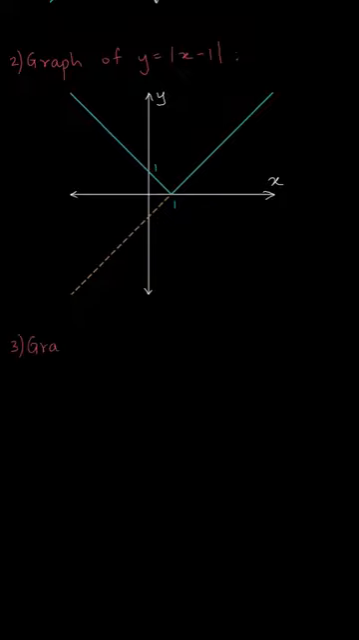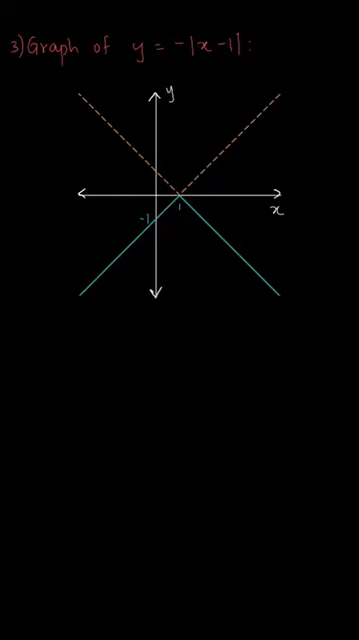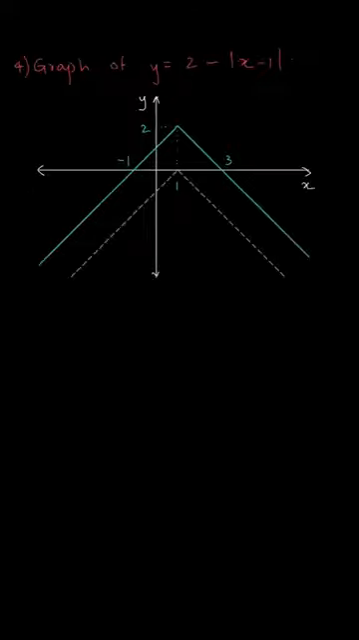Then we plot the graph of minus of mod of x minus 1. For that we simply reflect the graph about the x-axis and ignore the previous graph. So this was the previous graph. We reflect the graph as shown and then we ignore this given part. Once we have this, we are supposed to plot the graph of 2 minus mod of x minus 1.